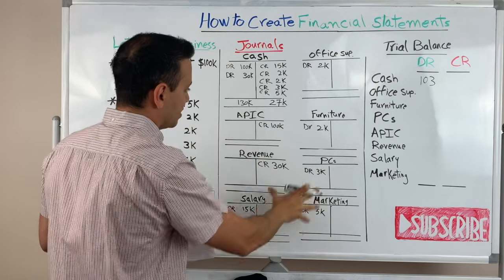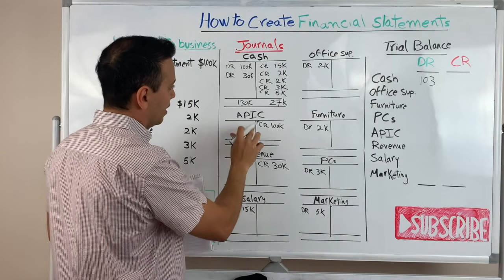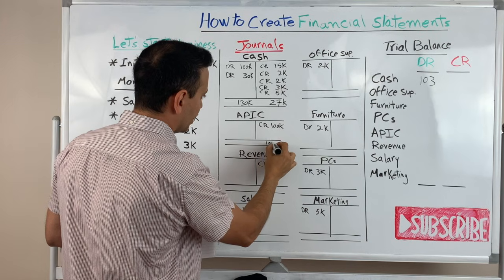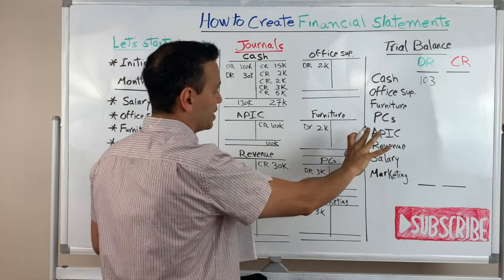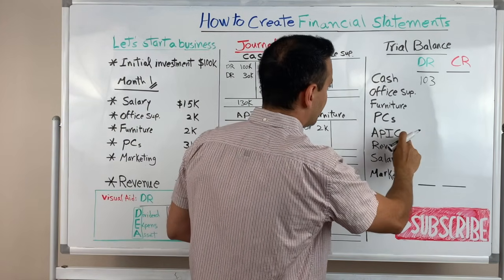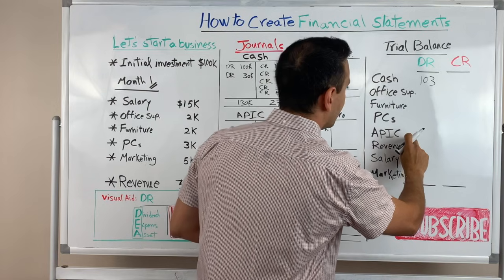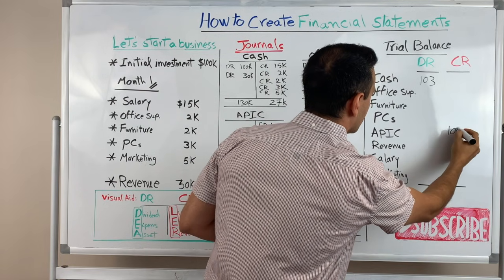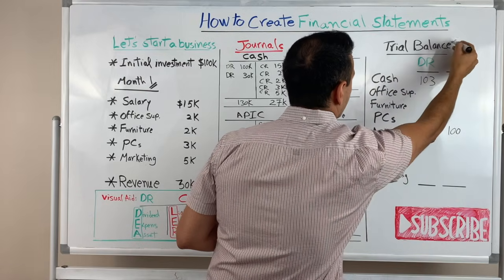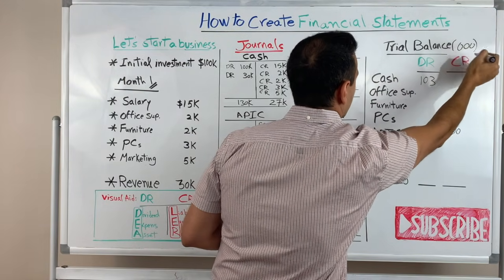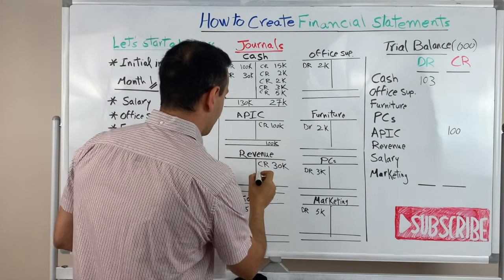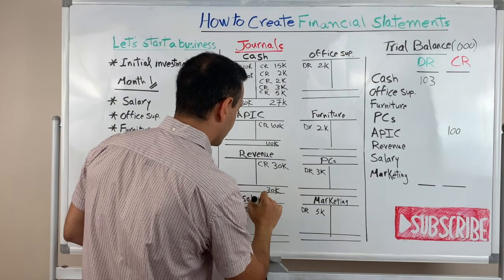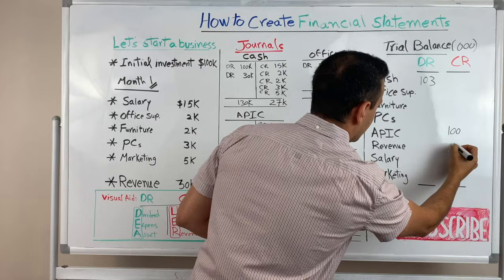And you do the same thing basically for all of the other accounts. So APIC has only one entry, credit of 100K. So that would be 100K on the credit side, you transfer that here, APIC, 100K on the credit side. And this is going to be all in thousands. And then for revenue, credit 30K. So that's a balance of 30K credit side, revenue 30.